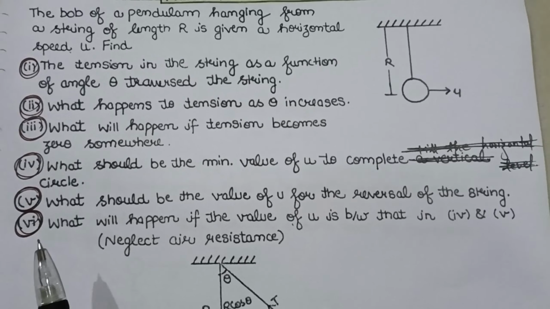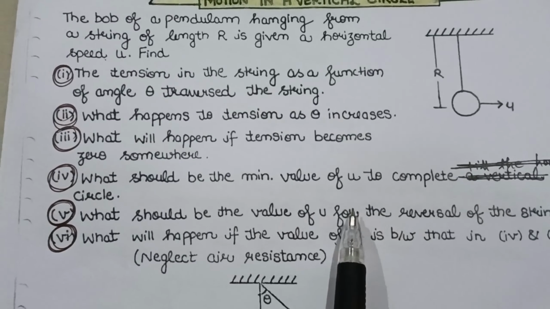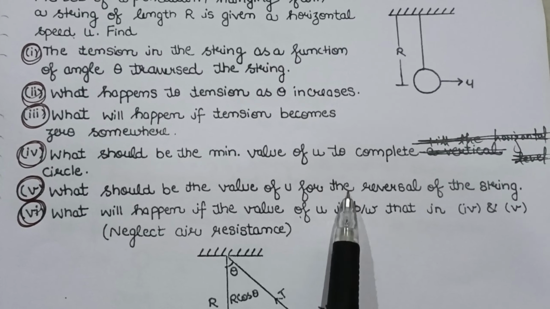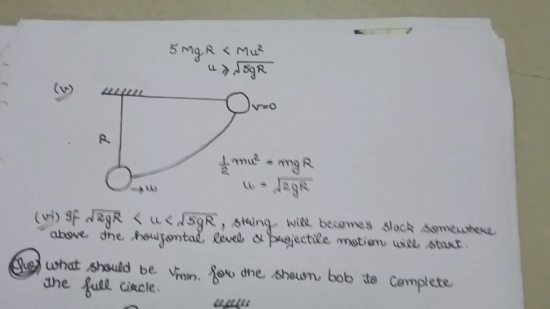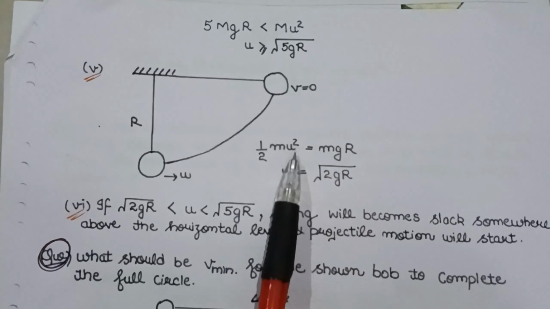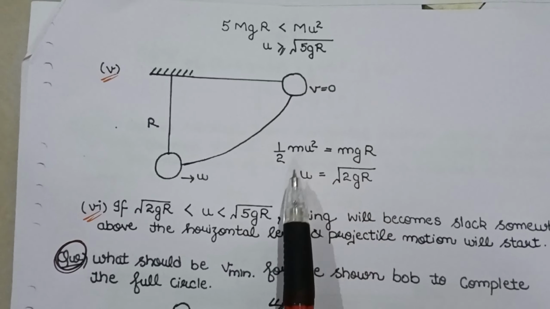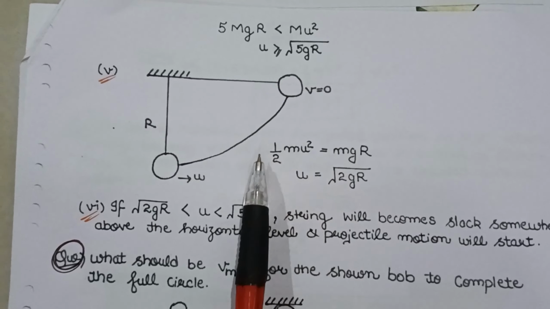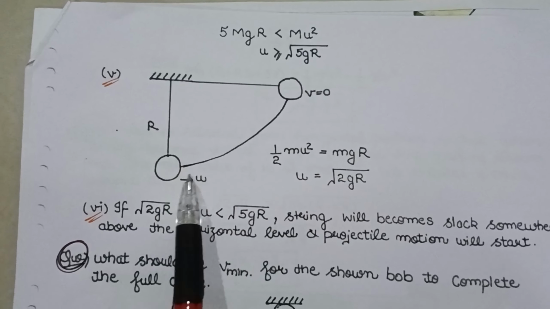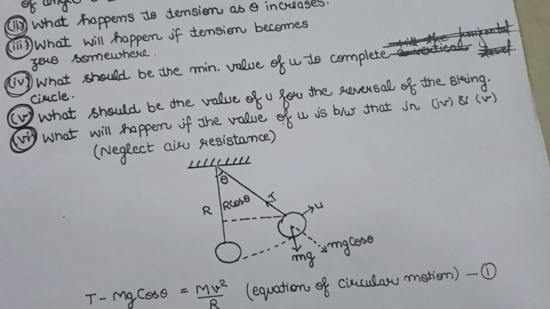Now, the fifth question. What should be the value of u so that the bob reaches the horizontal level? According to the law of conservation of mechanical energy, half of mu square is equal to mgr. Therefore, u minimum for the bob to reach the horizontal level is equal to under root of 2gr.